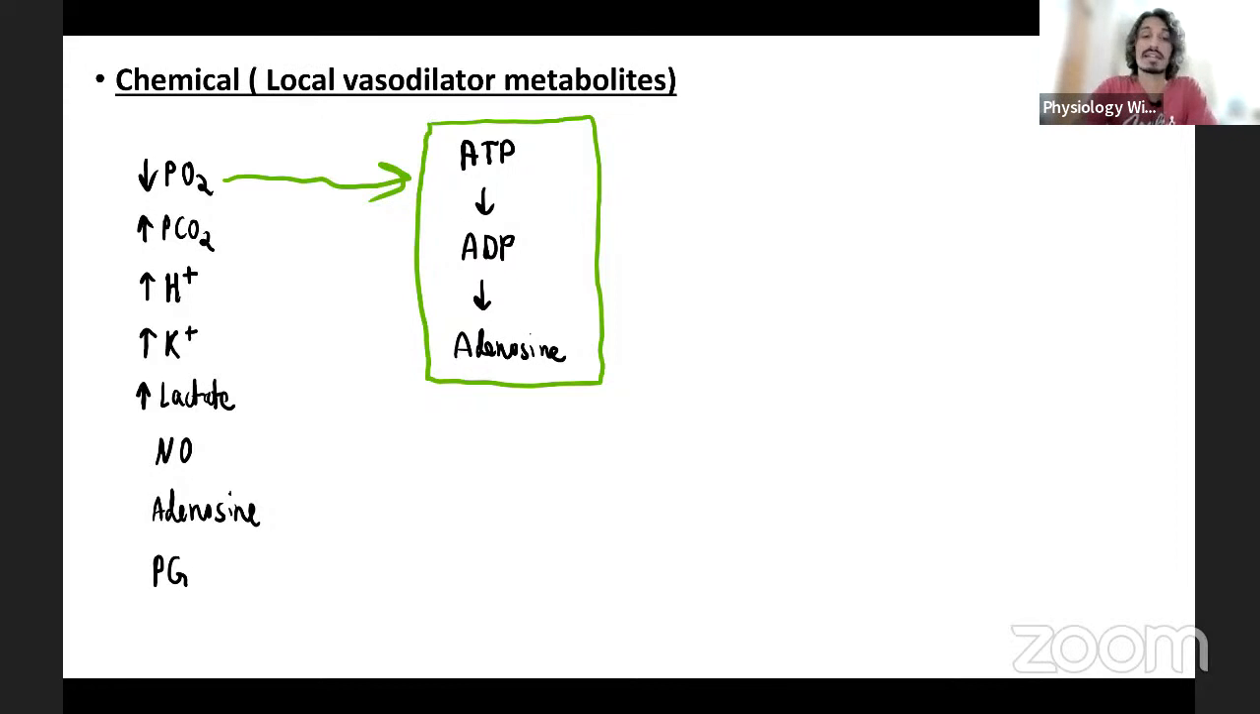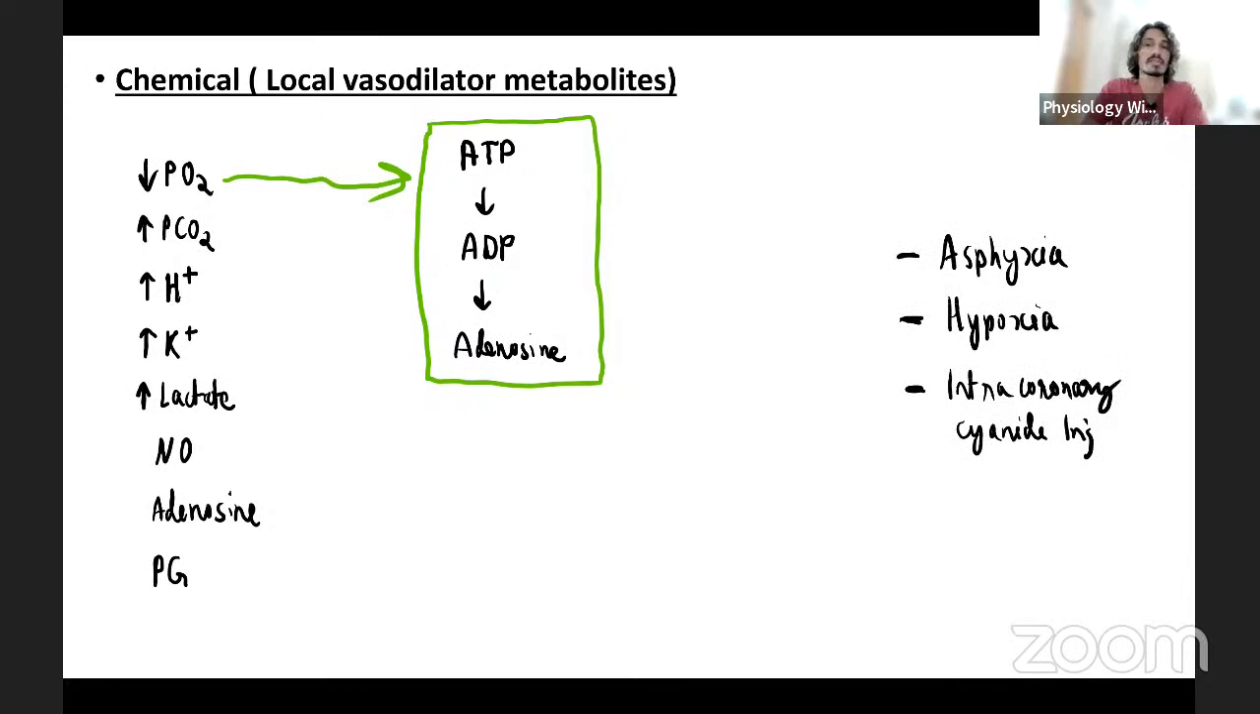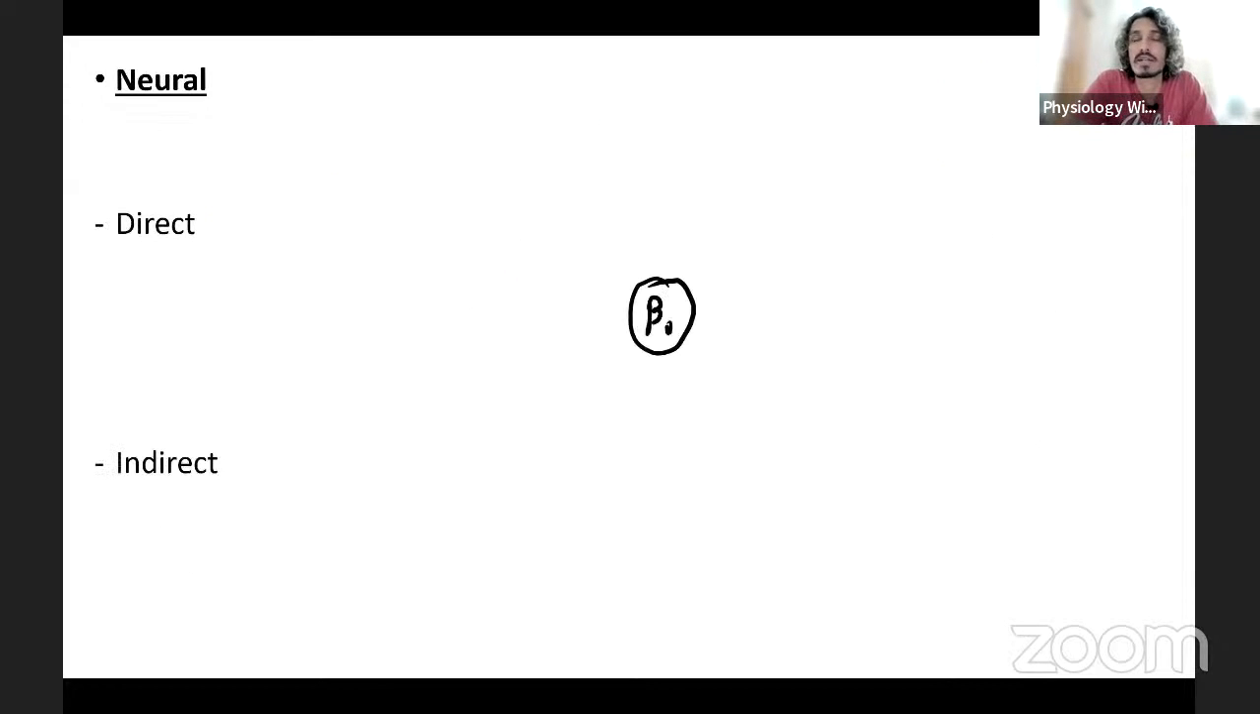towards a vasodilator state, resulting in increased flow during your diastole especially, or in any situation, not only here. For example, if there is some sort of asphyxia, hypoxia, or some sort of intracoronary cyanide injection, whatever you do, this will result in local vasodilator metabolites trying to increase the blood flow to the area during this time. This can produce up to a 200 to 300% increase in coronary blood flow. So this is the chemical part.